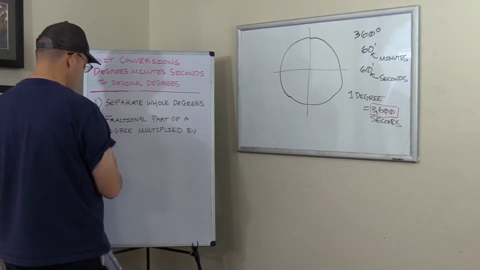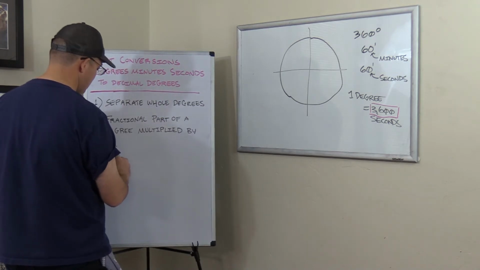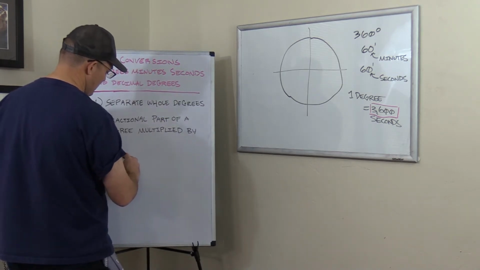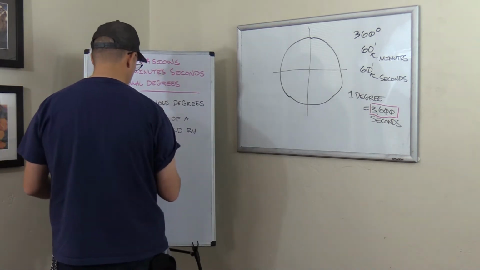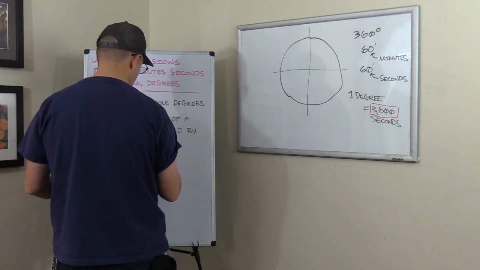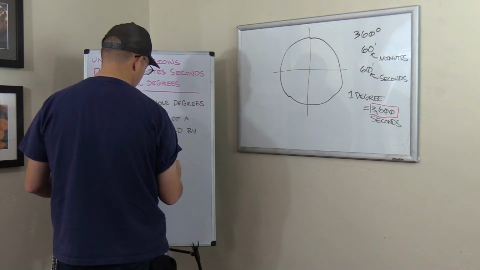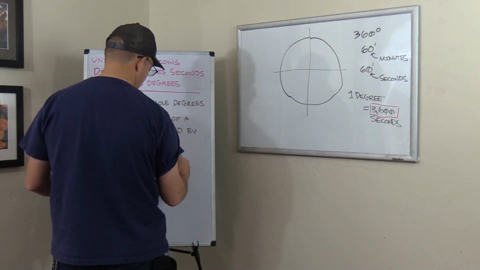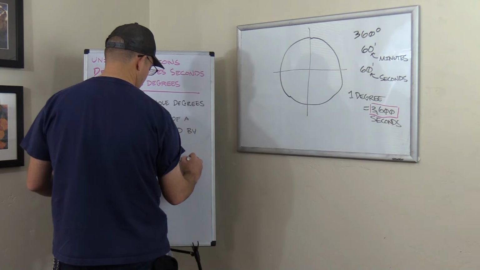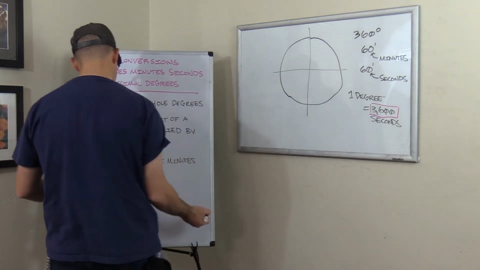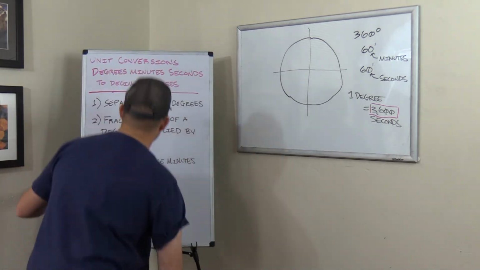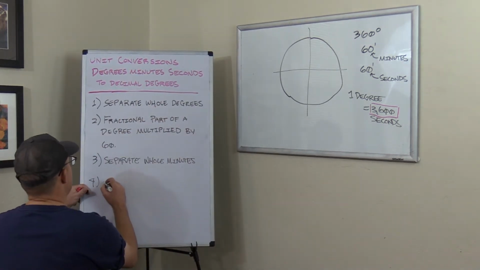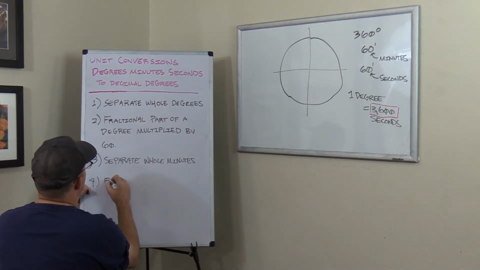So then the third step is we're going to separate the whole minutes. And what I'll try and do is we'll actually try and code this conversion in Python. I think that'd be good for you guys. Separate whole minutes. And then we want to multiply the fractional part of a minute by 60 again.